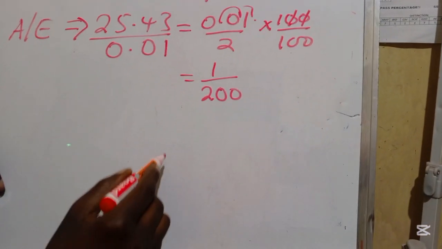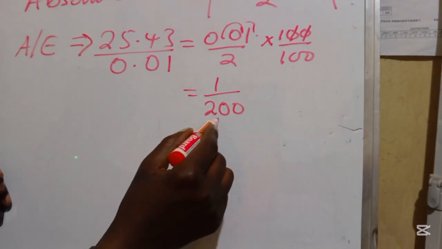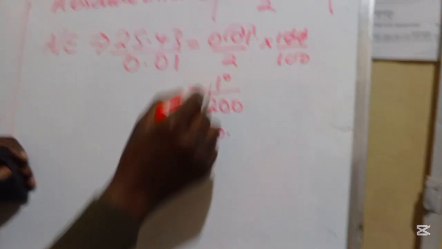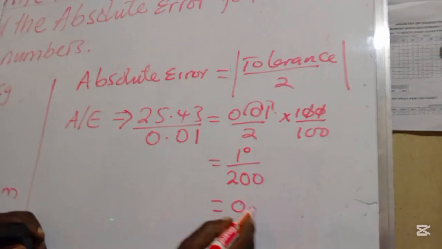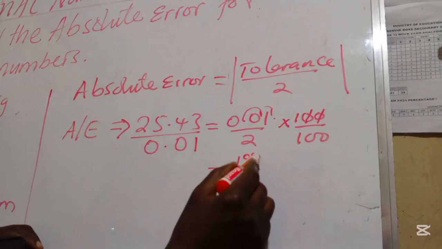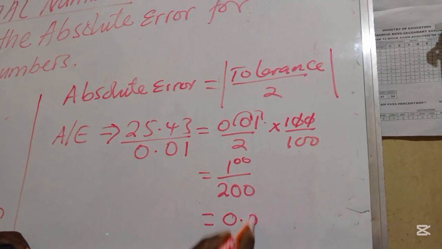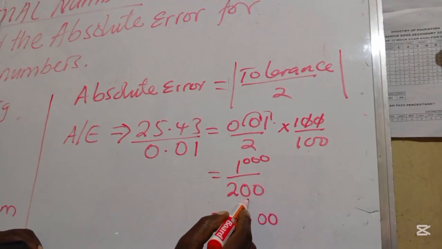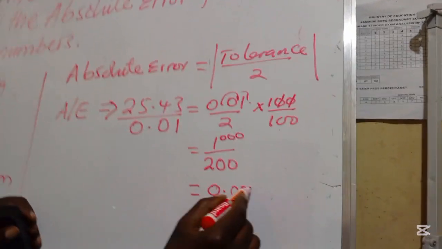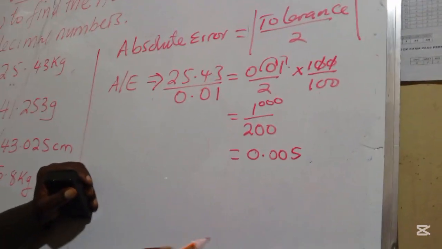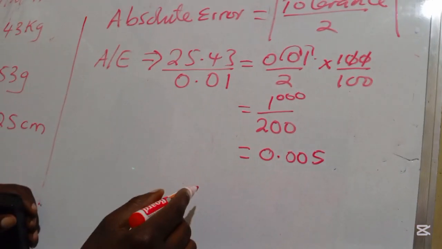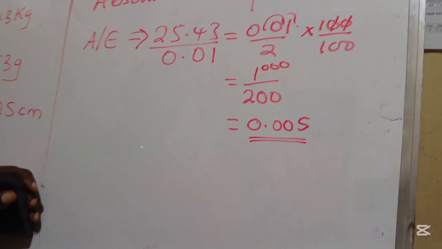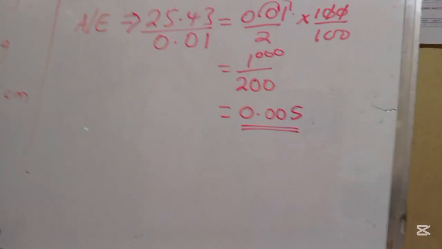So I should now start dividing. 200 into 1, it can't. I put a point, I add a 0. 200 into 10, it can't. I put a 0, I add a 0. 200 into 100, it can't. I put a 0, I add a 0. 200 into 1000, it is 5. So ladies and gentlemen, this is my absolute error. This is how we find the absolute error.